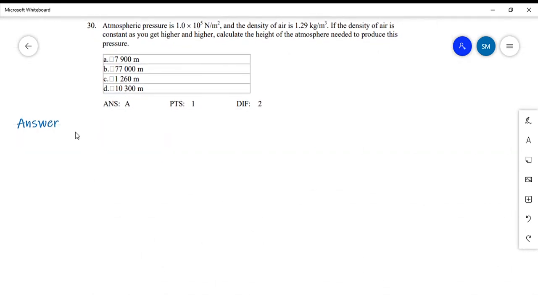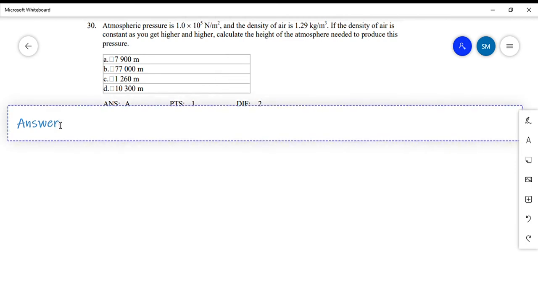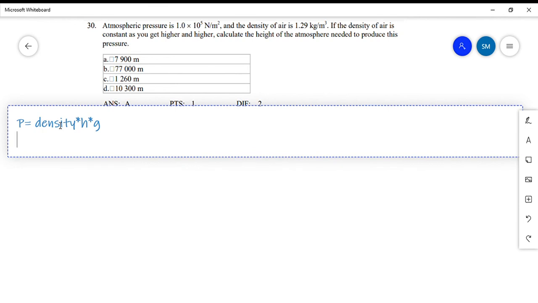This is a very easy question, sorry. We will use this rule. The pressure is equal to the density times the height times the gravity. We will substitute in this rule. He gave us the atmospheric pressure, we all know this, 10 power 5 is equal to the density. The density of air is 1.29 times the height times the gravity, which is 9.8.